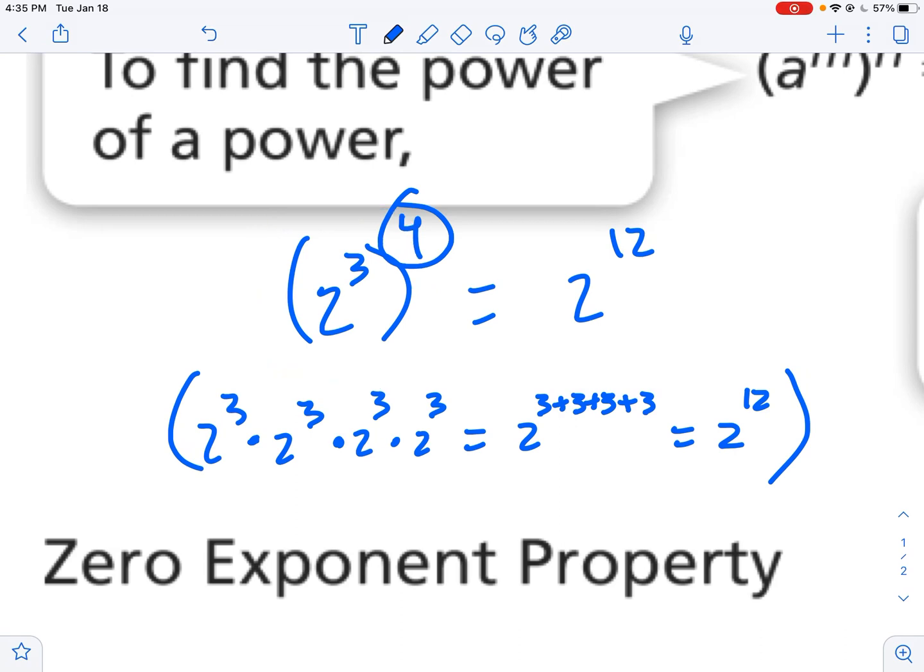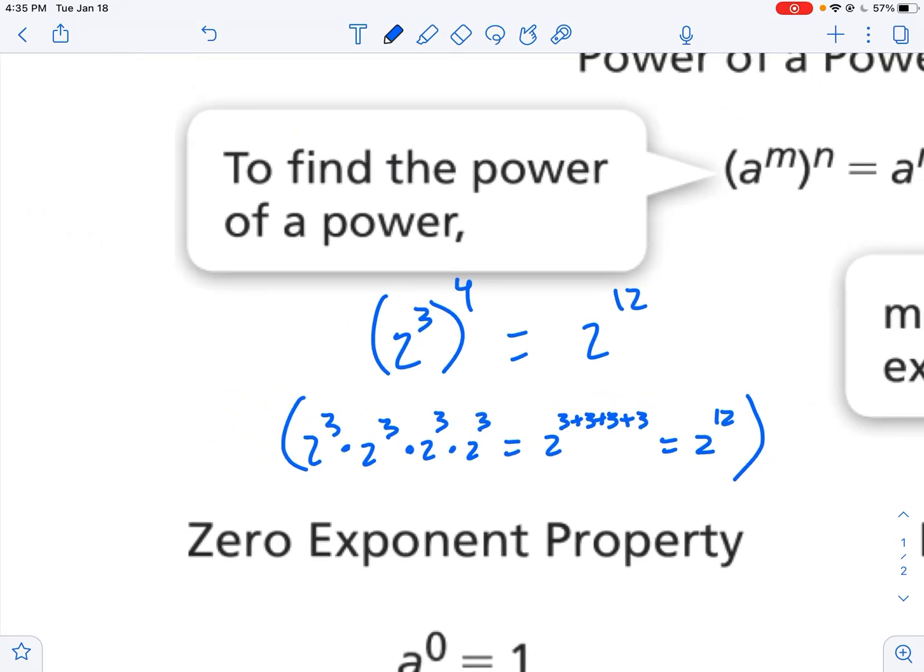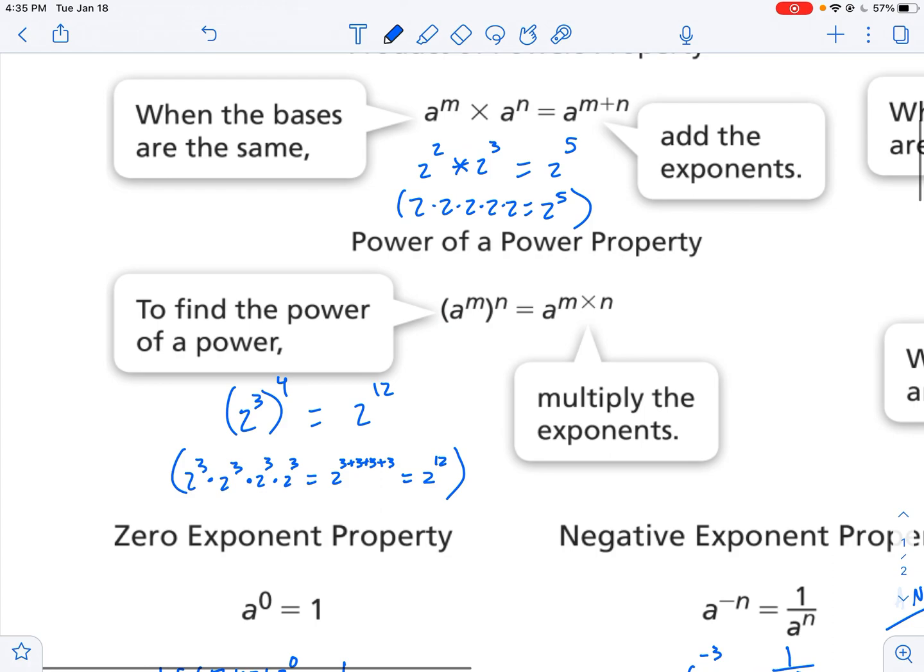So you have four 2 to the thirds multiplied together: 2 to the third, 2 to the third, 2 to the third, 2 to the third. And remember, if things have the same base and you're multiplying them together, you add the exponents. So we're going to add these 4 exponents together, which is 3 plus 3 plus 3 plus 3, and that gives you 12. If there's 4 of them and you add them all together, it's 4 times 3. So that's where that property comes from. You got power of a power.